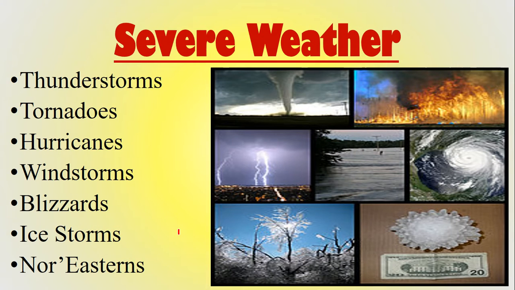So, severe weather, there's a lot of different severe weathers out there. You could talk about thunderstorms, which we're going to talk about in this video. You can talk about tornadoes, which we're going to talk about in this video. Hurricanes, which we're going to spend a whole different video on. Windstorms, blizzards, ice storms, nor'easters. We're not really going to discuss these in this video, but they are types of severe weather. You guys can probably get from the name what they are. And if not, go look it up on Google.